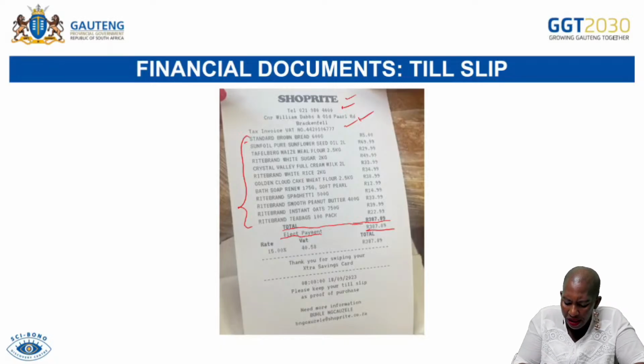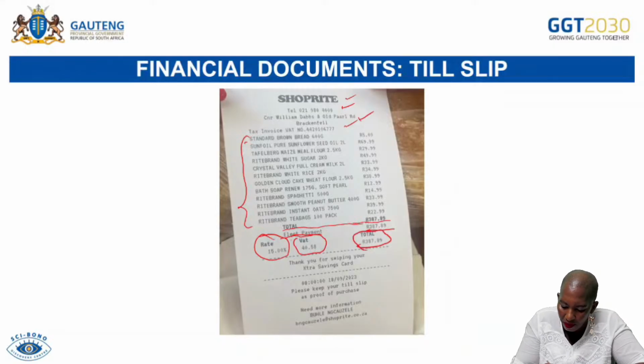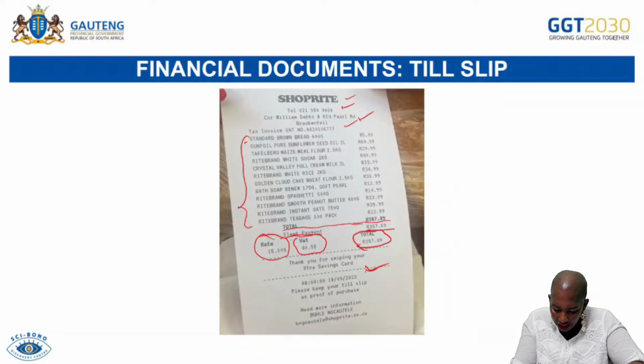And then now here they show us the VAT, it is the rate of 15%. And then how much in monetary value is the VAT of this amount that has been added? So they've added 40 rand 58 cents. So in total, this is what I am going to pay. And then here it says the date in which the purchase was made. So it says retain. Okay, please keep your till slip as a proof of purchase.